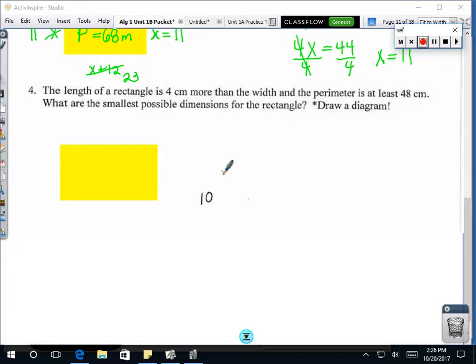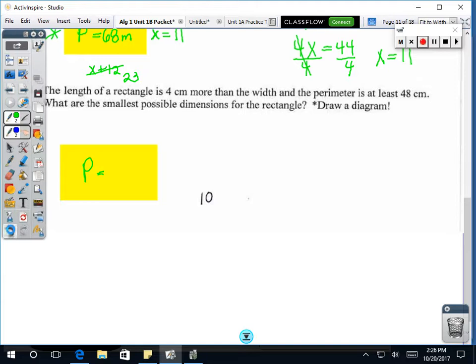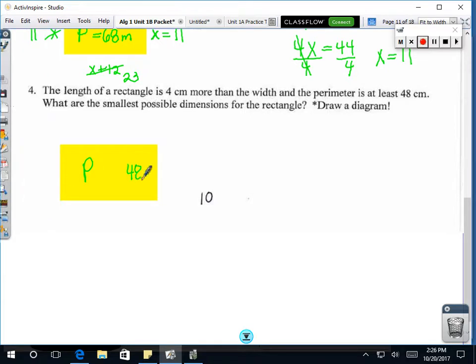All right, the length of a rectangle is 4 centimeters more than the width, and the perimeter is at least 48 centimeters. What are the smallest possible dimensions for the rectangle? All right, this time the perimeter is not necessarily equal to 48. It's what? At least 48. What does at least mean?